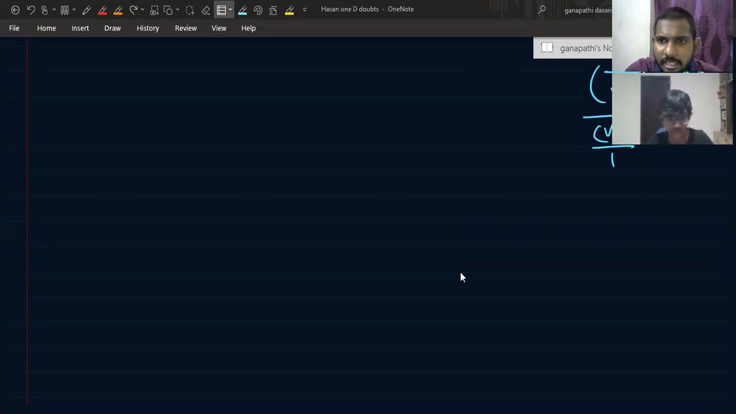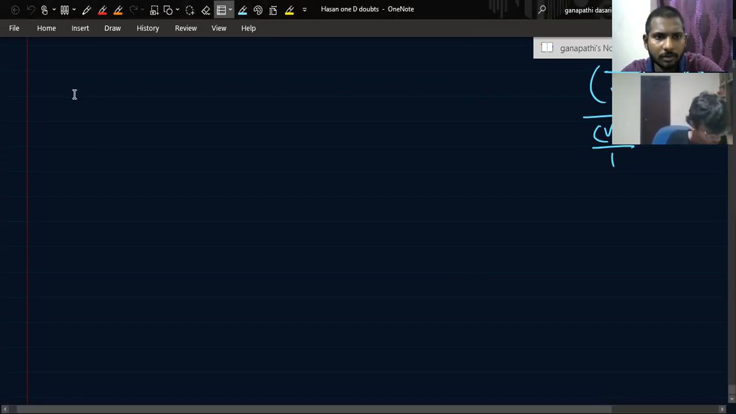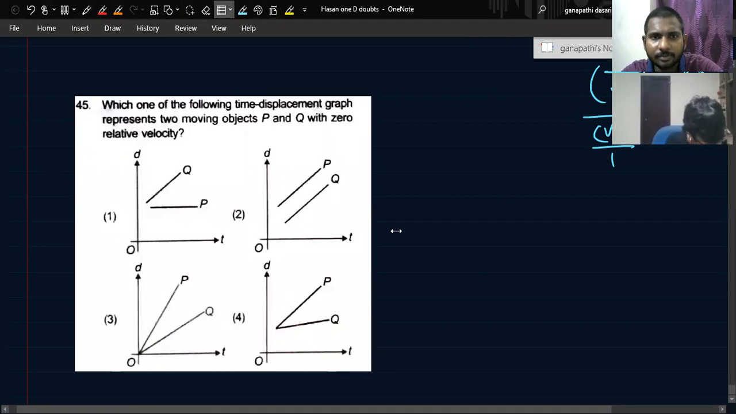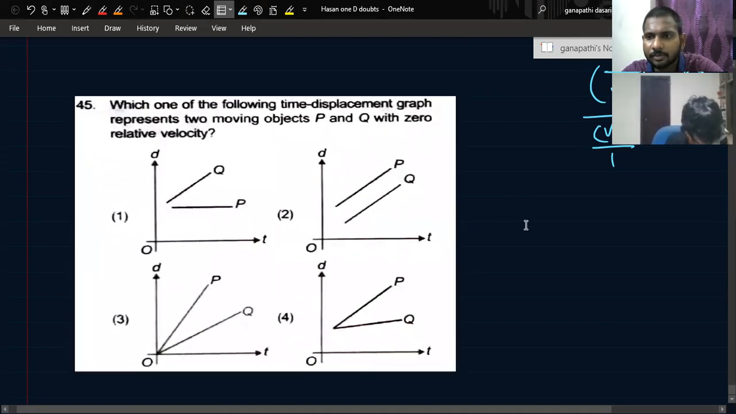Question five. Which of the following displacement graphs represents two moving objects P and Q with zero relative velocity? Zero relative velocity means what, Hassan? Both are not moving.